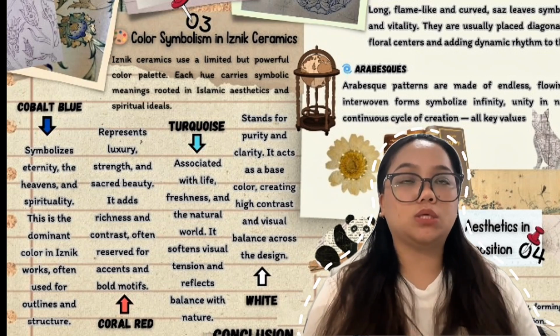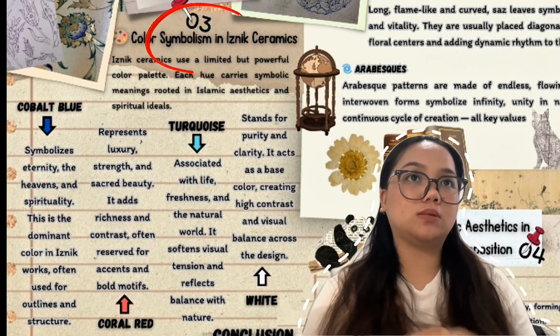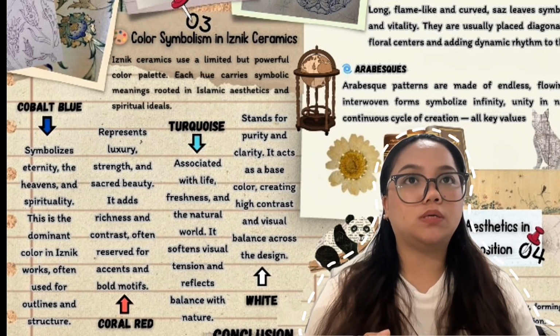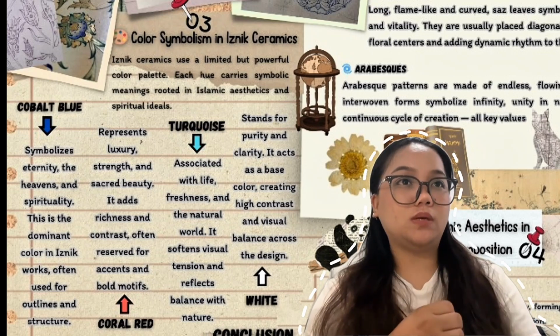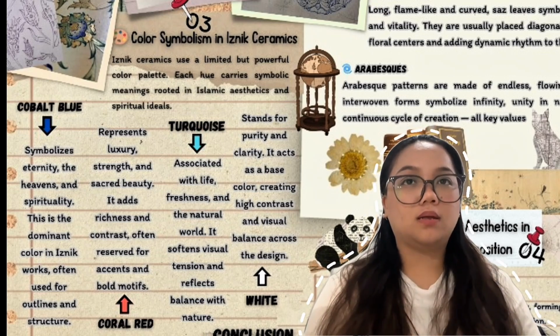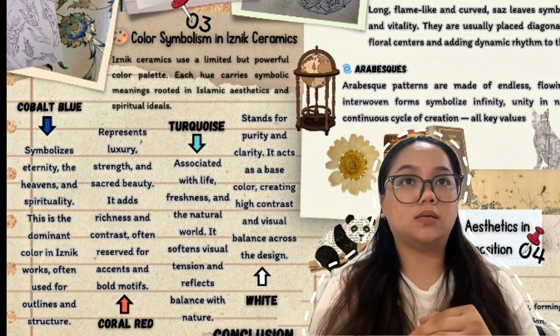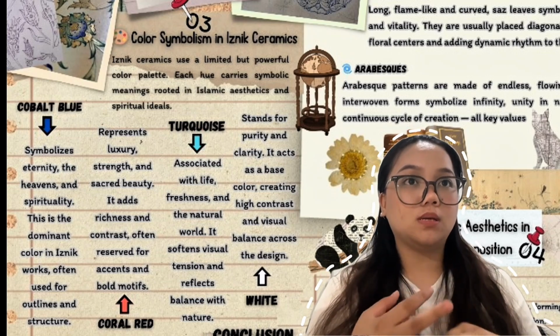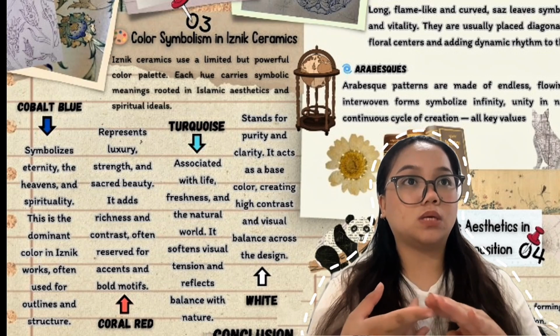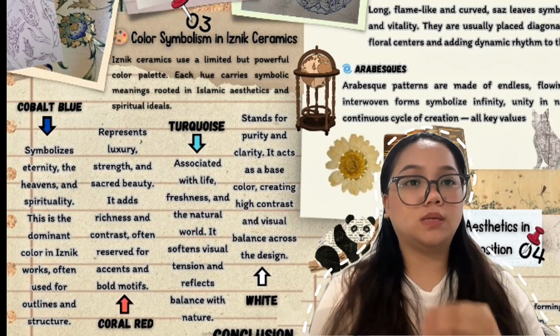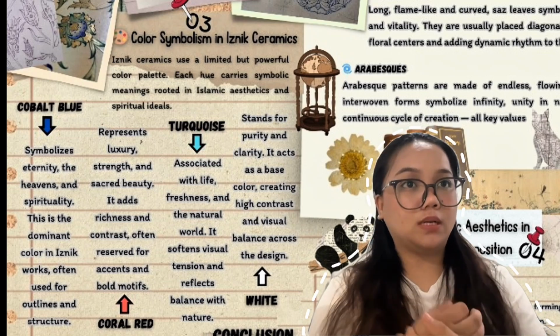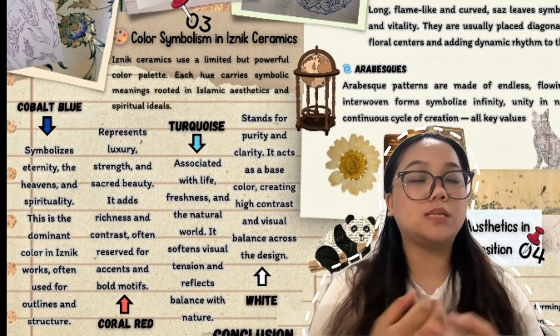Now, let's look at section 3, color symbolism in aesthetic ceramic. In this part, I explore the use of color in aesthetic ceramic, which is not only visually striking but also rich in meaning. The main colors used in aesthetic art include cobalt blue, turquoise, and emerald green, and also the signature red known as aesthetic red or tomato red. These colors are not chosen randomly. They each carry symbolic meaning that connects to broader themes in Islamic aesthetic.